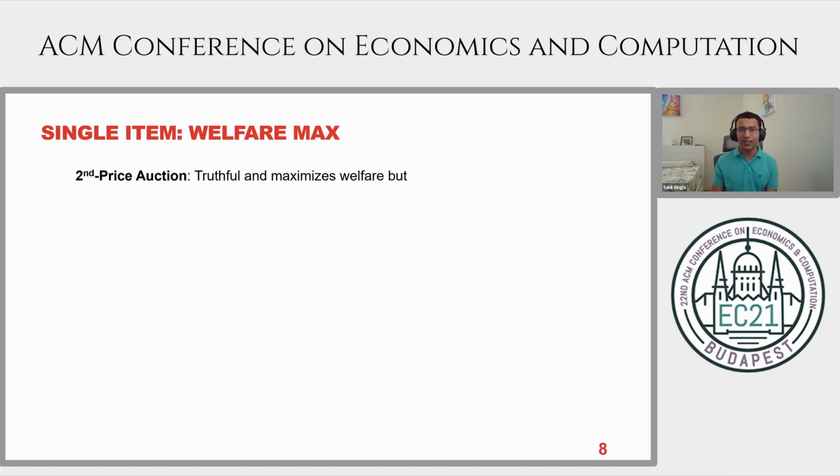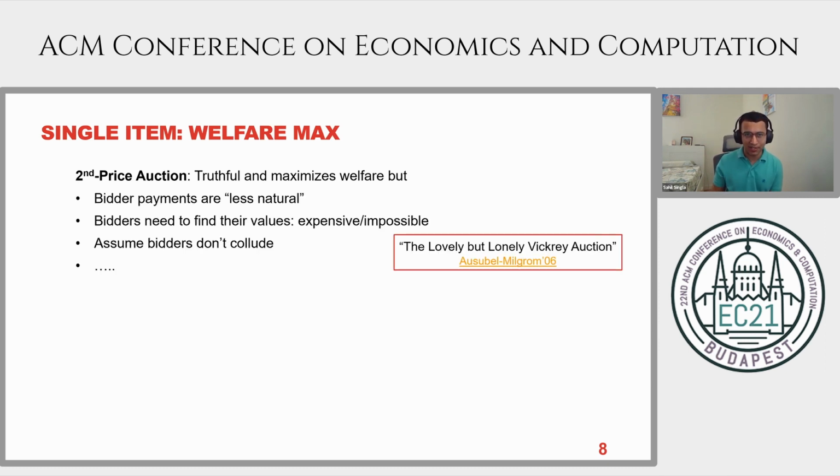And because bidders are truthful, this is also their highest valuation. So it maximizes welfare. But there are a bunch of challenges with the second price auction. For instance, the bidder payments are relatively unnatural. The highest bidder has to pay the second highest bid, so they sometimes have to trust the platform, that the platform is not cheating them. There are also other issues, like maybe the bidders need to report their exact values. There's a beautiful survey by Ausubel and Milgrom, who talk about exactly the challenges of these second price auctions and their generalizations, like Vickrey auctions.